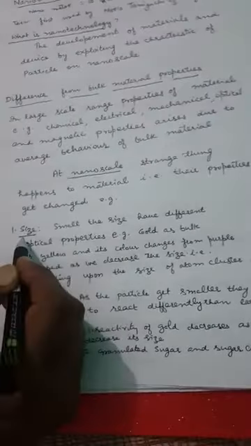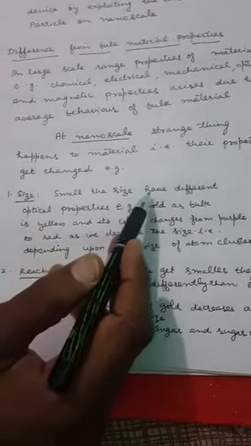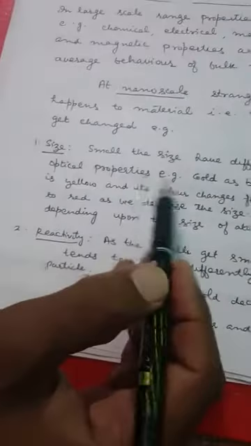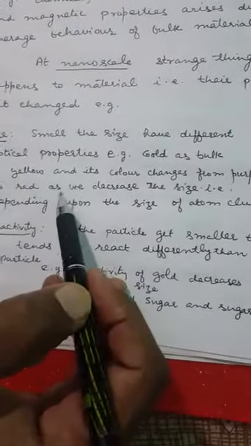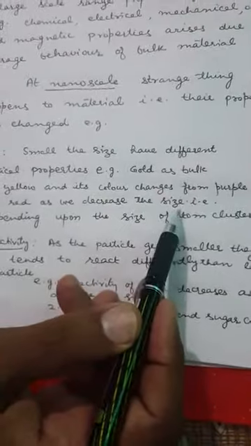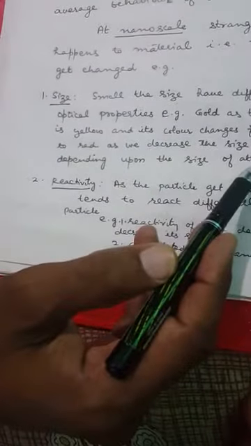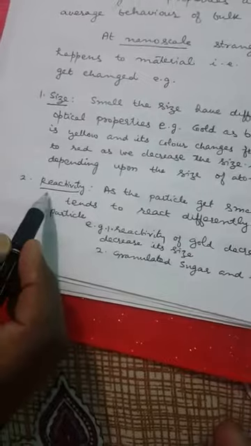For example, first of all, if we look at size, smaller sizes have different optical properties. For example, gold as a bulk is yellow, and its color changes from purple to red as we decrease the size to nanoscale, depending upon the size of the atom clusters. That is, at a very small size it appears to be red, and in the nanoscale it seems to be purple.